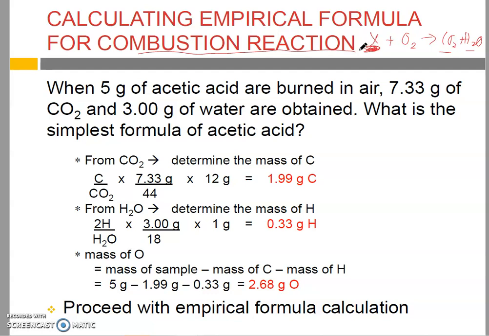So, macam mana nak kira? Okay, kita tengok soalan ni. So, when you have a 5 gram acetic acid are burned in air. Okay, air ni oksigen lah. Acetic acid terbakar dalam oksigen. 7.33 gram of CO2. So, dia bagi kita mass of the product, CO2. So, ini 7.33 gram. And 3 gram of water are obtained. So, air pula 3 gram. What is the simplest formula for the acetic acid? Okay, so dia nak tanya, apa empirical formula?